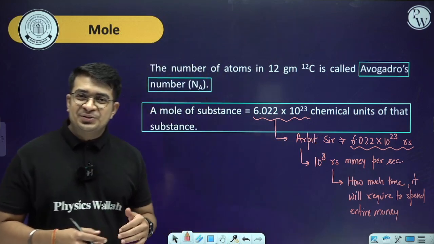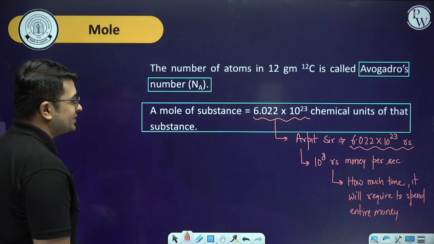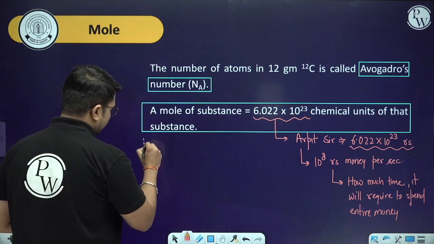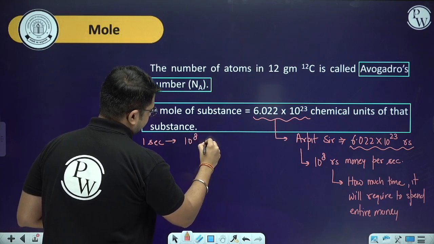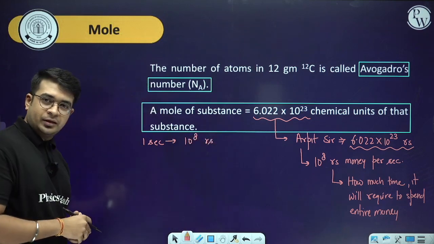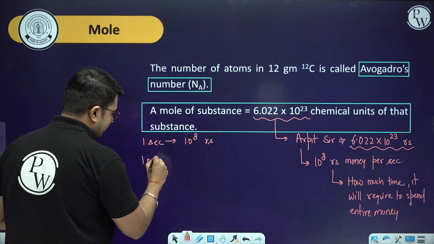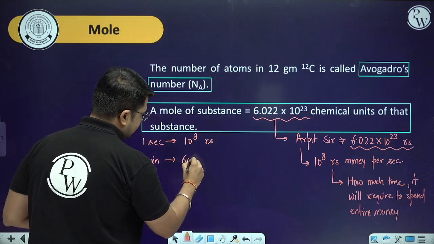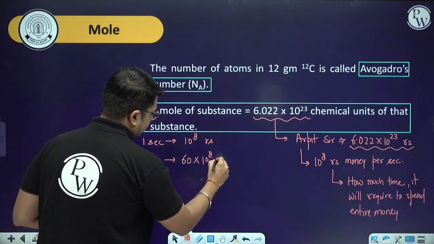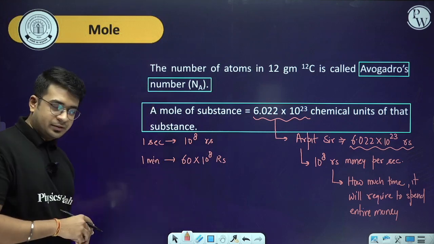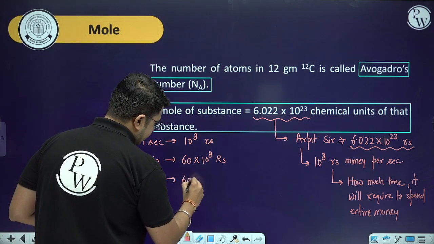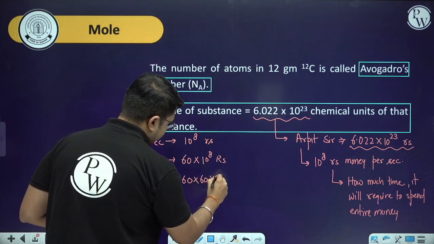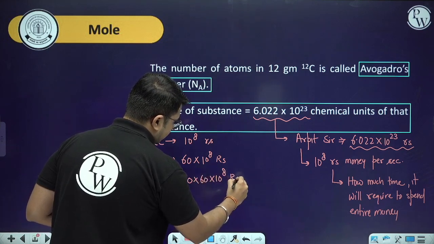Okay, so in that case, let me tell you a very simple thing. In 1 second, I am spending 10 raised to the power 8 rupees. In 1 minute, that amount will be 60 multiplied by 10 raised to the power 8 rupees. In 1 hour, that will be 60 multiplied by 60 multiplied by 10 raised to the power 8 rupees.